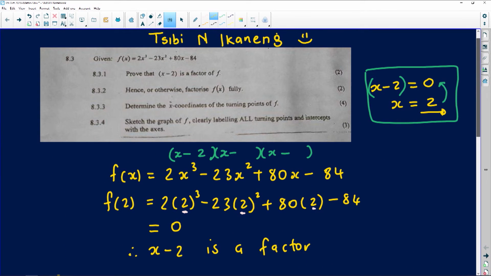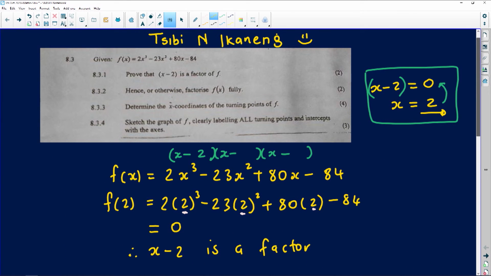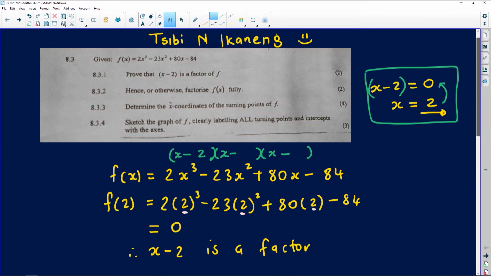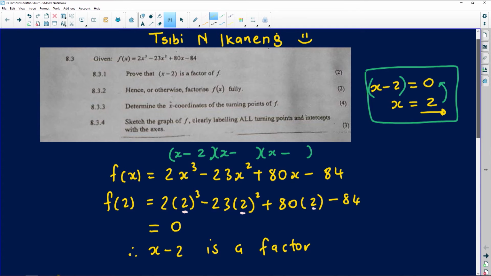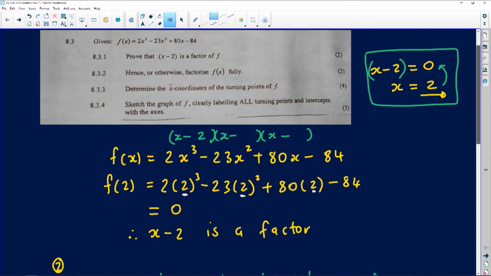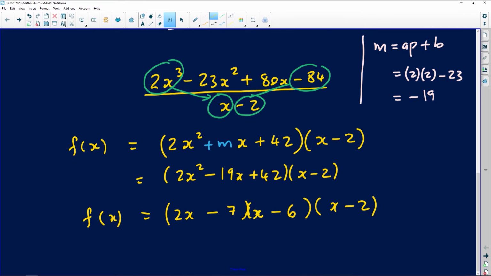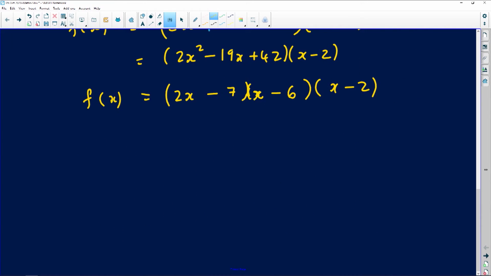They're saying to us in 8.3.3, determine the x-coordinates of the turning point of f. We're looking for the x-coordinates of the turning point of f. Keyword there is turning point. Turning points are stationary points in your graph, right? So you're looking for the turning point.